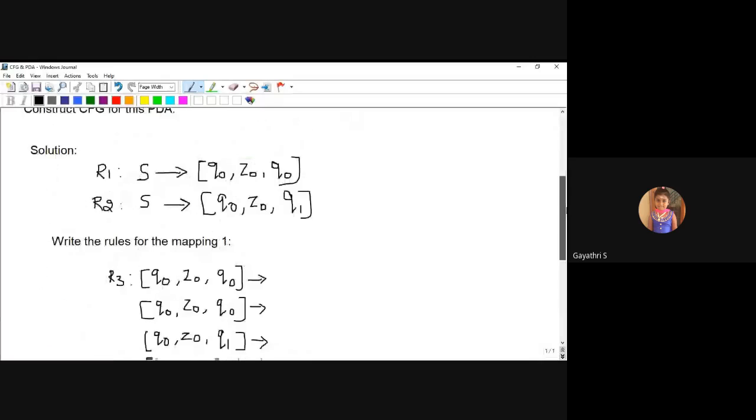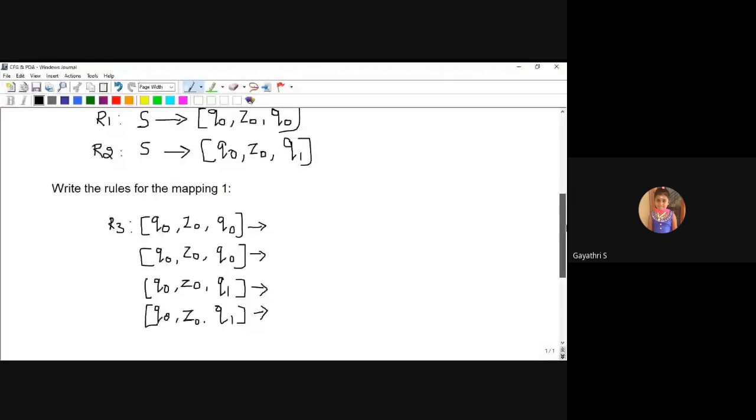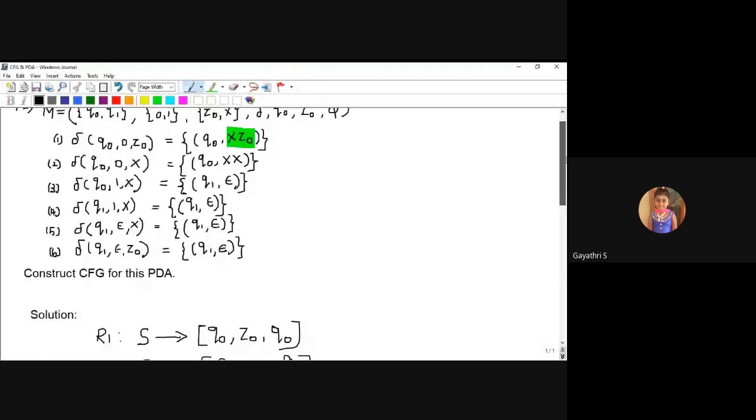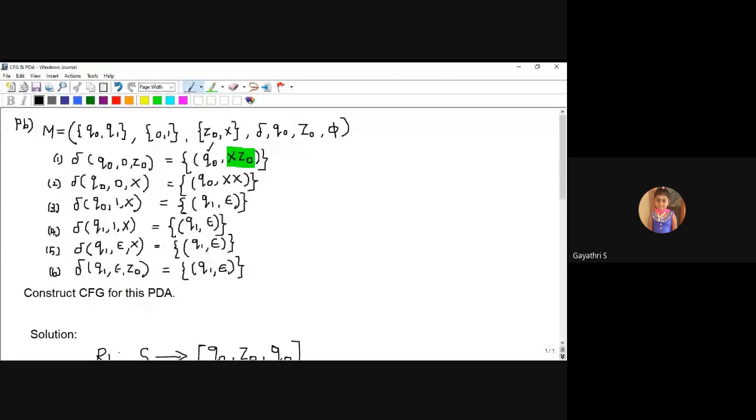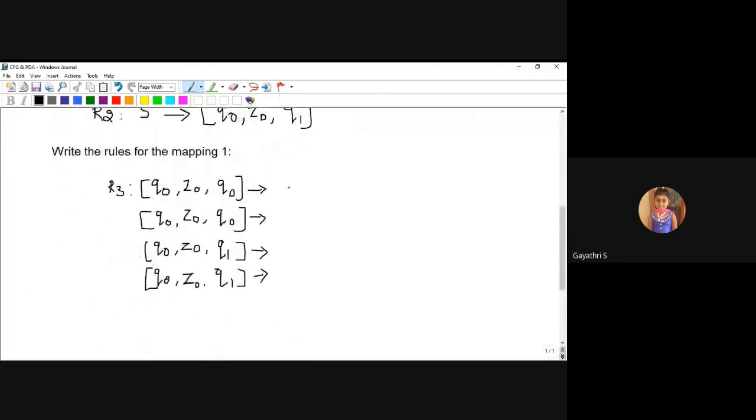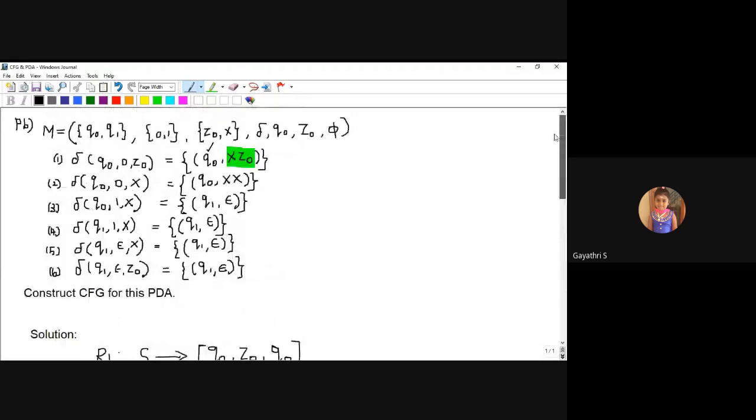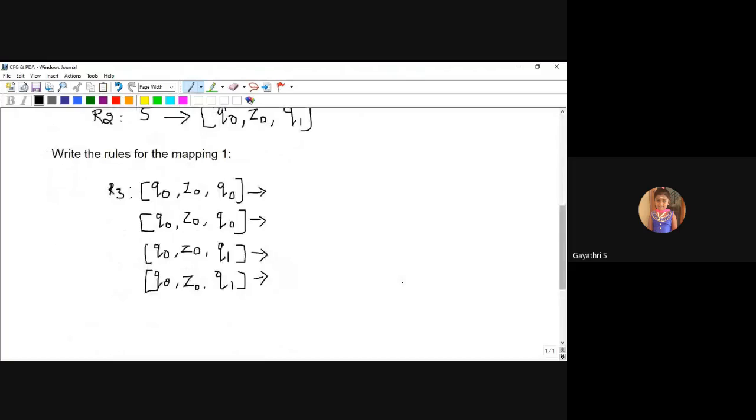Okay, so what's the right hand side? The right hand side starts with q naught, the same q naught. Before that, what is the input alphabet here? The input symbol sigma, which is 0. For this first mapping, the input alphabet is 0 only. So I have to write here 0, 0, 0, 0.